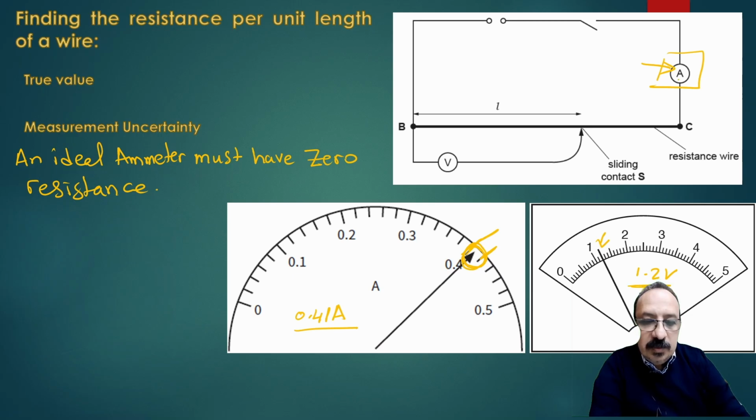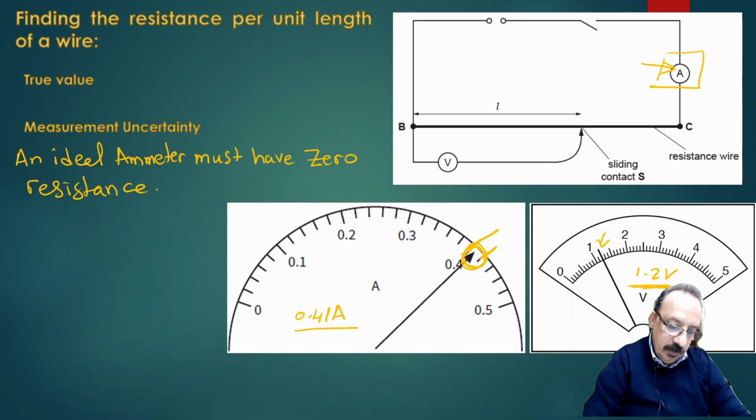So since our ammeter is not ideal, the current measured by the ammeter can never be the exact or true value of the current passing through the circuit. It can be close enough, but it can never be the true value. Okay, this is about the ammeter.